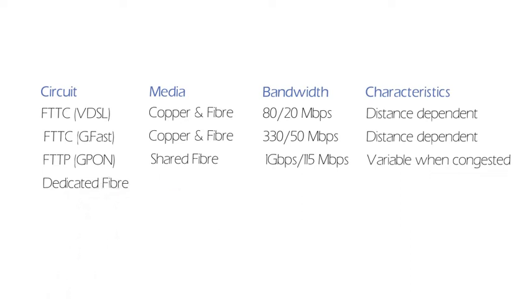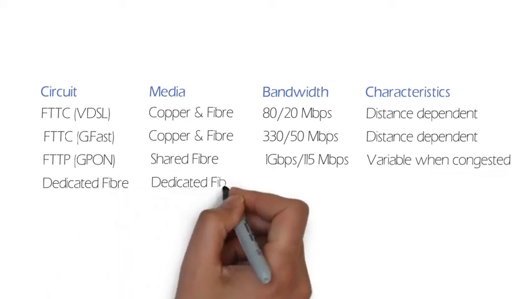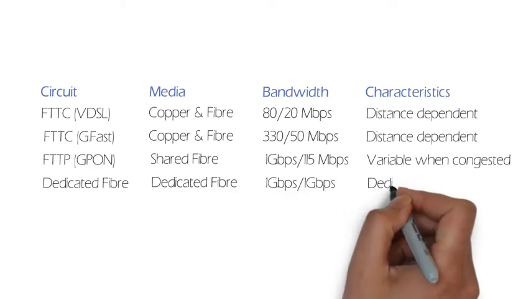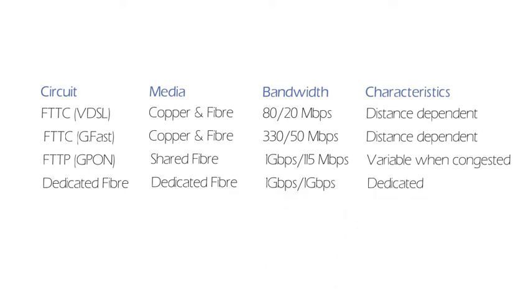Dedicated fibre or lease lines consist of a dedicated fibre all the way to the exchange, so have no congestion issues, and can provide symmetric circuits as large as 10 gigabits per second, but more typically 1 gigabit per second.